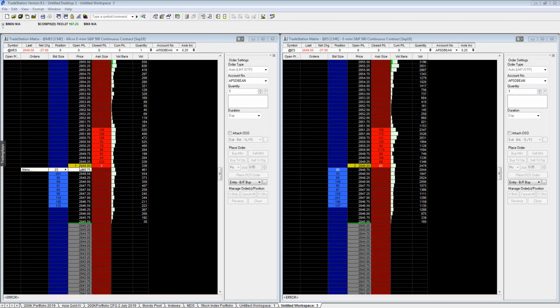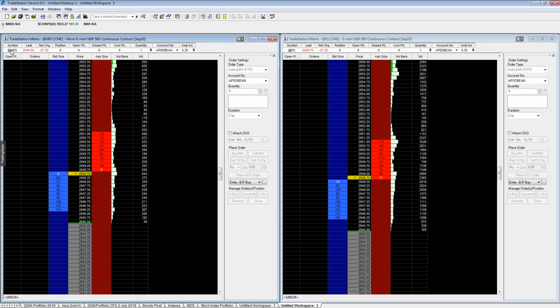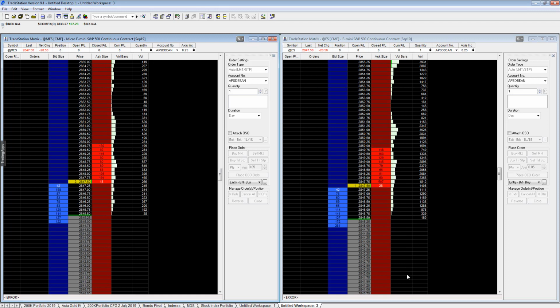I had a question about the liquidity in the micro E-mini S&P and the E-mini S&P. Here it is in TradeStation at MES. You can also use at MES.D for the micro E-mini S&P, and at ES is the E-mini S&P.